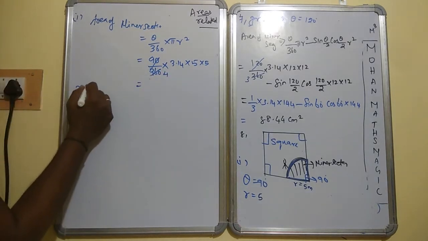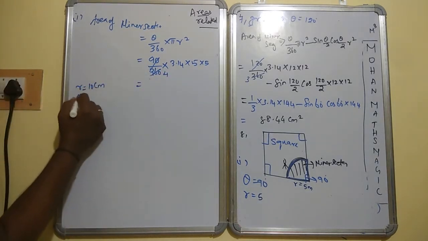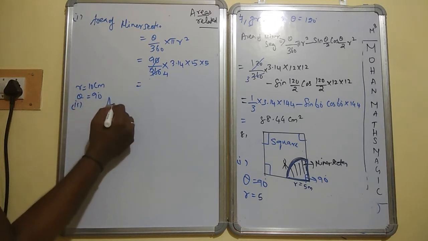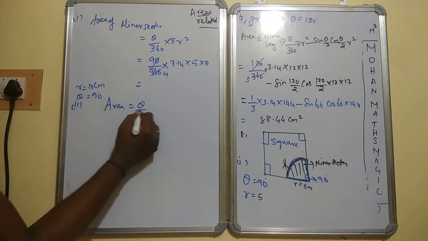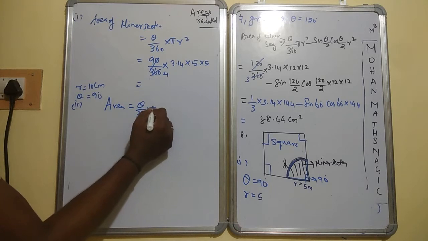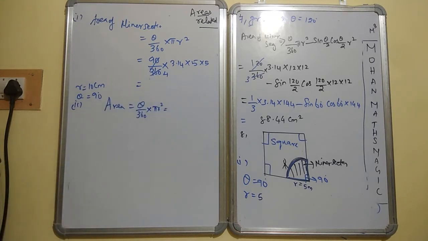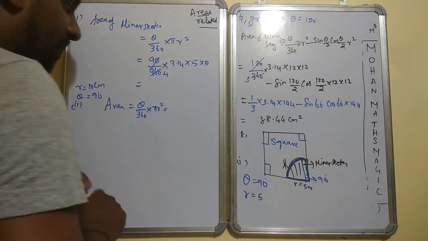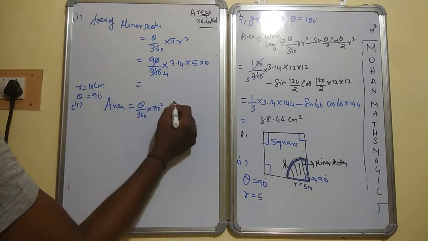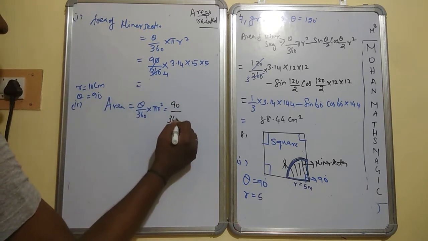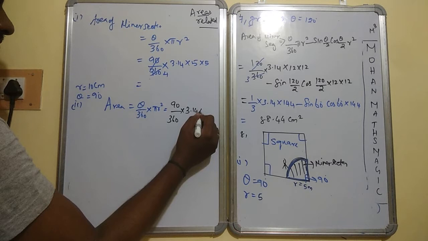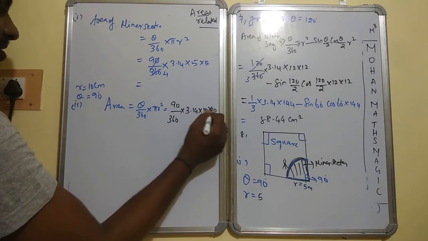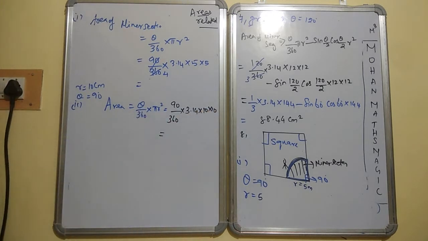Second case, radius value increased to 10 and the theta is the same. So area equals 90 upon 360 into pi 3.14, radius 10 times 10. For each sum I am writing the formula, so you should write the formula too, not minding my hand pain. So what may be your calculation?